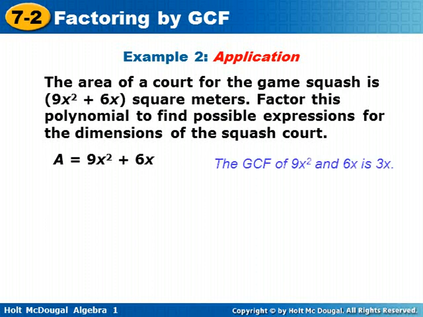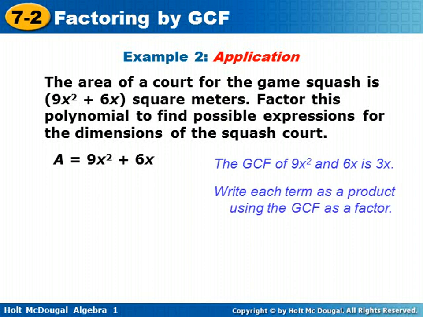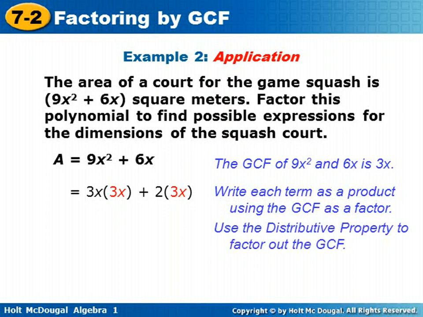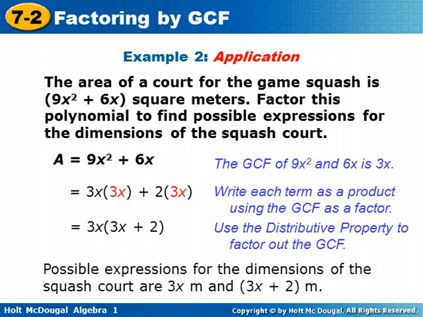The greatest common factor of 9x squared and 6x is 3x. So we're going to write each term as a product using the greatest common factor as a factor. So 3x times 3x plus 2 times 3x. We use the distributive property to pull that to the outside of the parentheses, and that gives us 3x times, in parentheses, 3x plus 2. Possible expressions for the dimensions of the squash court are 3x meters and 3x plus 2 meters.